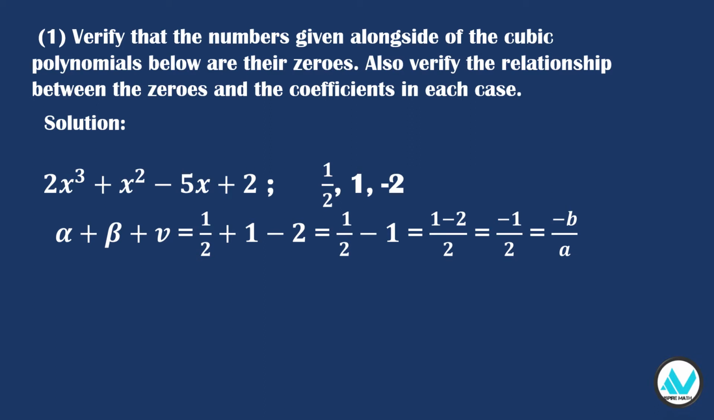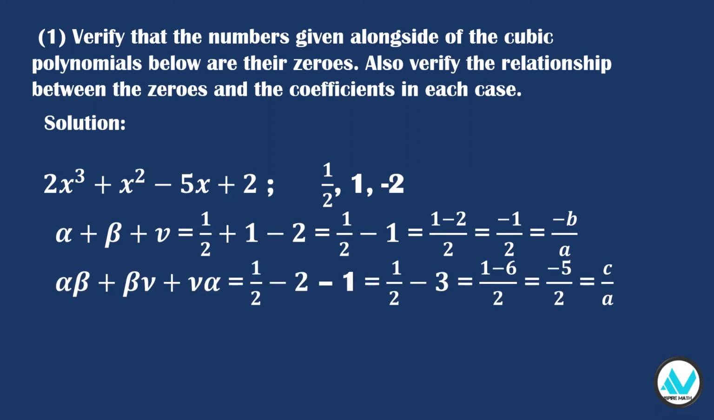Now let us take the sum of the zeros taken 2 at a time. So which gives me alpha beta plus beta gamma plus gamma alpha. Now alpha beta is nothing but, I'm just going to multiply 1 by 2 into 1 is nothing but 1 by 2. Beta gamma is nothing but 1 into minus 2 is minus 2. And gamma alpha is nothing but half into minus 2, which I cancel and I get minus 1. On further simplification, I get 1 by 2 minus 3, which gives me minus 5 by 2.